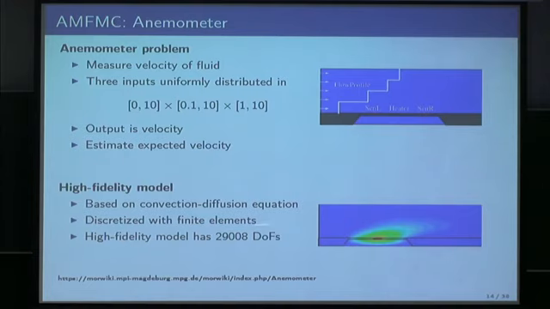It's discretized with finite elements, and the high fidelity model has about 30,000 degrees of freedom. Now it's a time dependent problem, and we time step this until a certain time and then estimate the corresponding expected velocity. The inputs are uniformly distributed in this three-dimensional input domain.